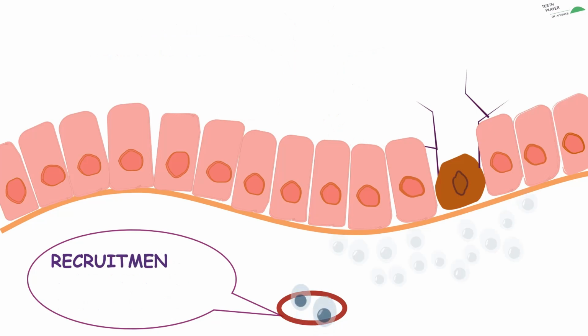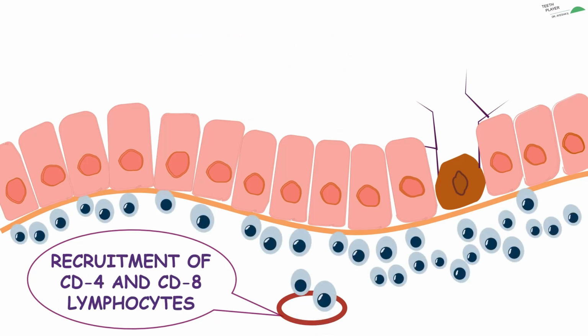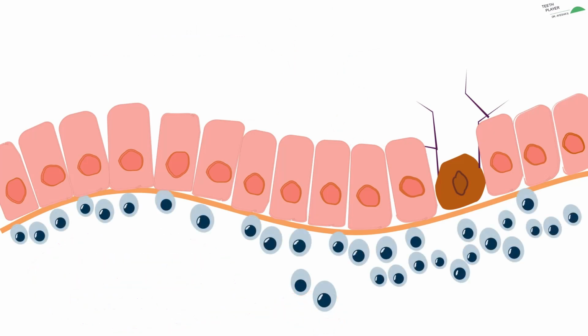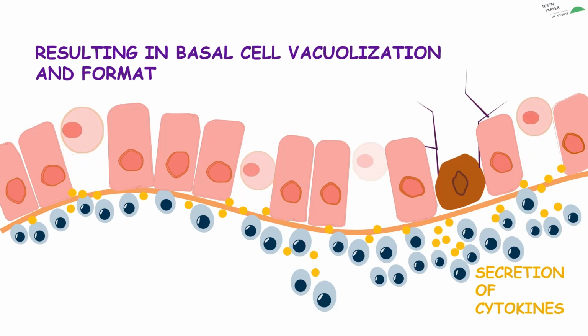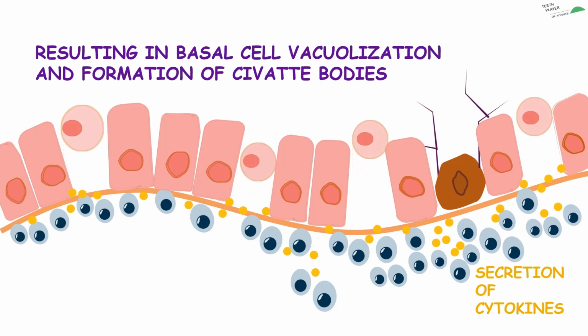This results in the recruitment of CD4 and CD8 lymphocytes that gather at the dermal-epidermal junction, and by the secretion of various cytokines causes basal cell destruction and results in basal cell vacuolization and formation of apoptotic civatte bodies.